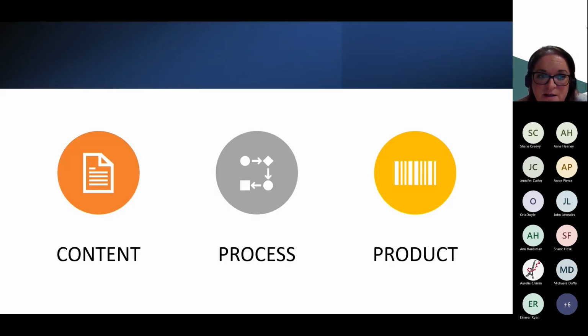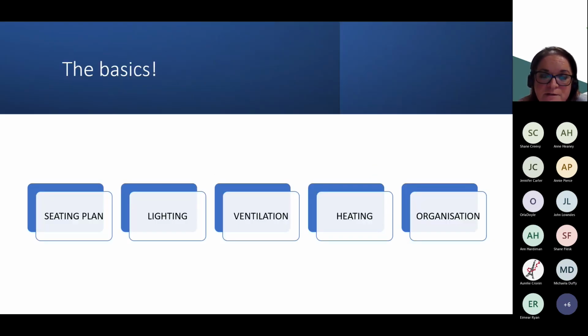In a nutshell there you see content, process and product, and later on Fiona's going to show you a range of tools that enhance inclusivity and accessibility across all of these stages. So the basics then, and you'll see that I have mentioned seating plan, lighting, ventilation, heating and organisation. You might be wondering why I'm giving these time in a half-hour session, but might you have easily identified these as examples of inclusive practice?